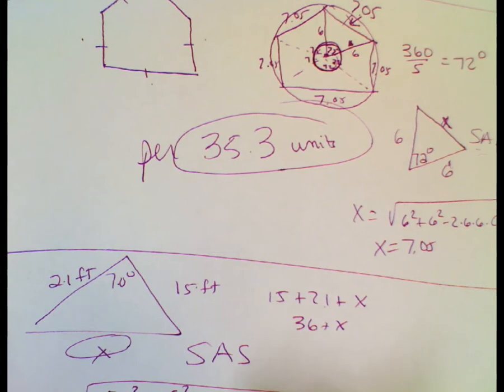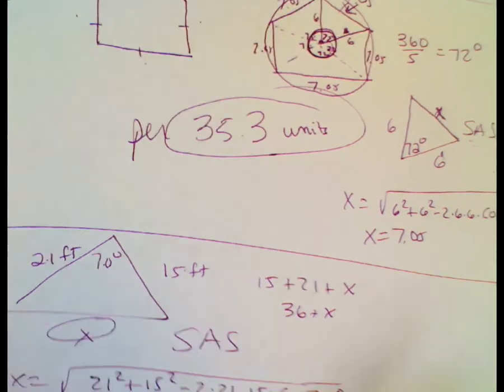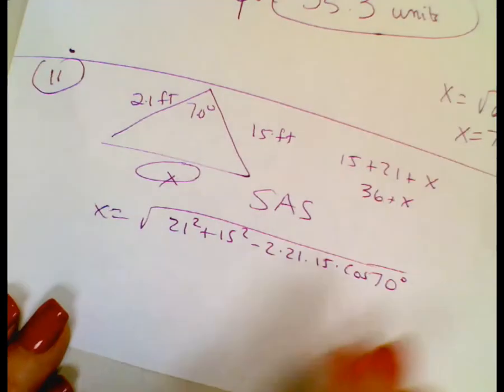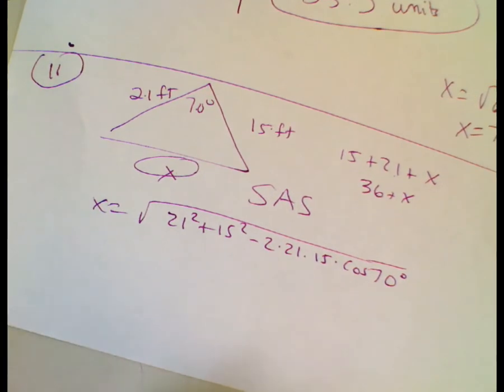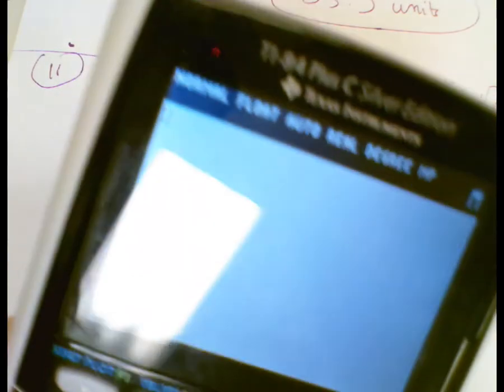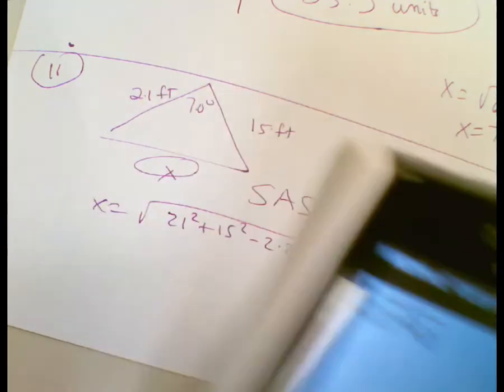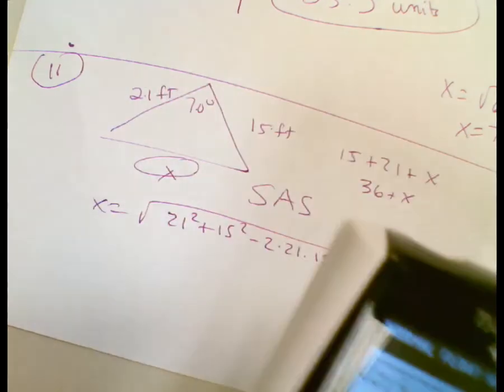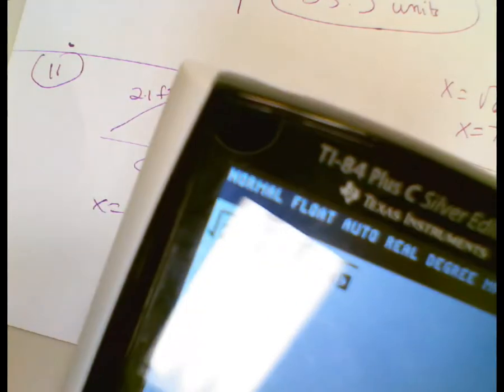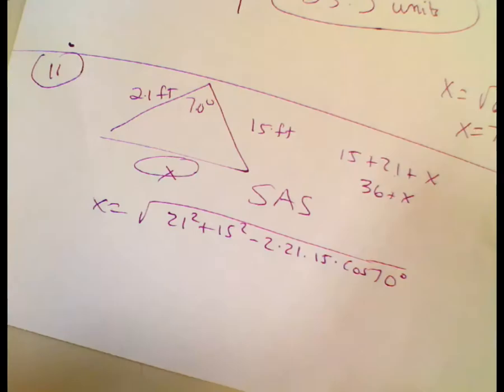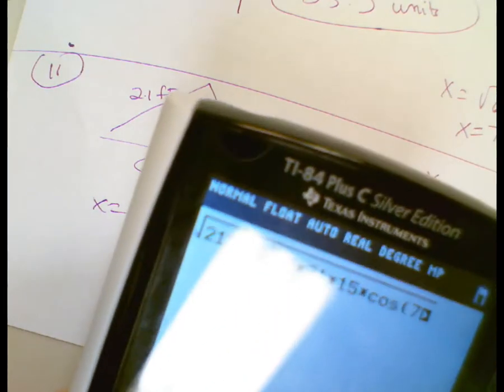Are you guys getting quick at this? I hope so. Oops, you can't see what I just said. 21 squared plus 15 squared minus 2 times 21 times 15 times cosine of 70. Let's put it in. Square root 21 squared plus 15 squared. Now the numbers are getting big. I better just put them in. Nothing in my head here. Times 21 times 15 times, last one, cosine of 70.